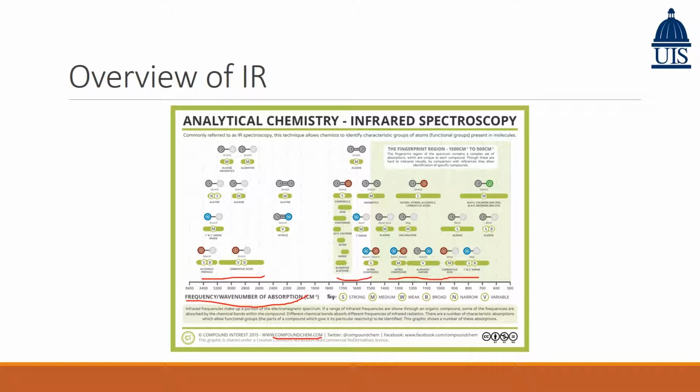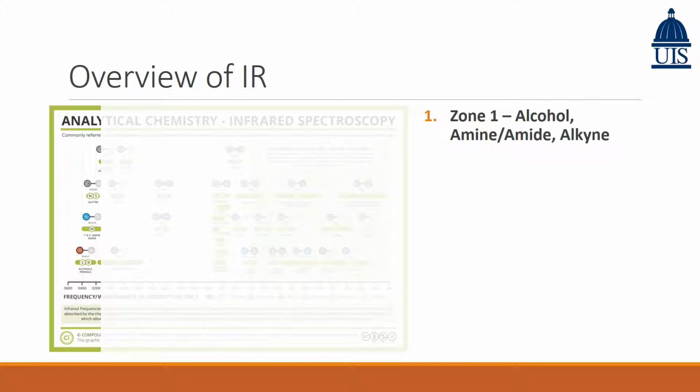So in starting this up, we can actually separate our IR into 5 different sections, 6 if you include what's known as the fingerprint region. So we're going to start off with an overview, and then we're going to get into the IR of our unknown molecule. So first, we're going to look at zone 1.